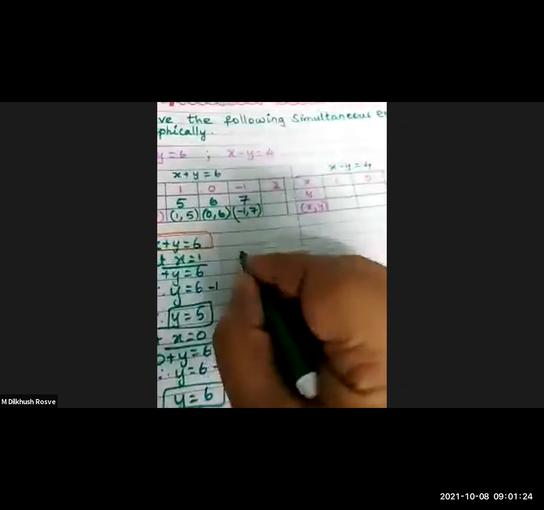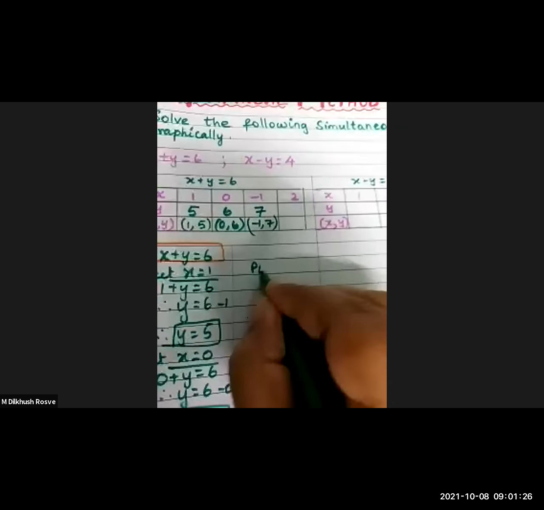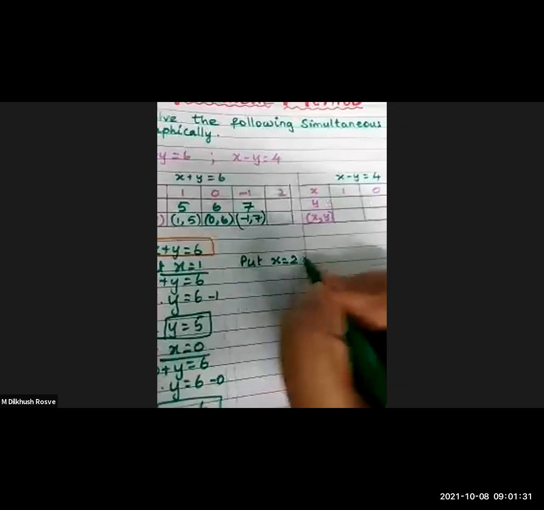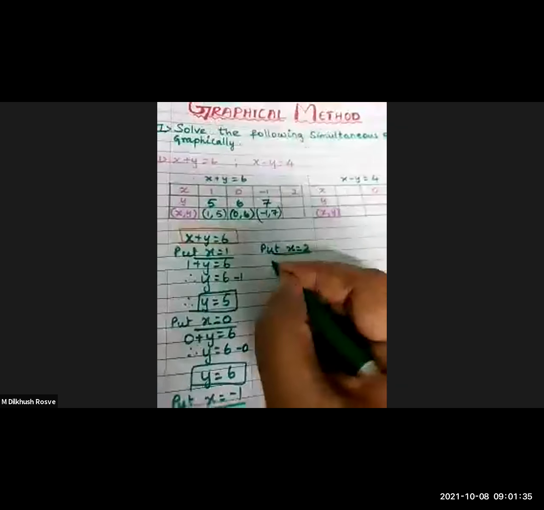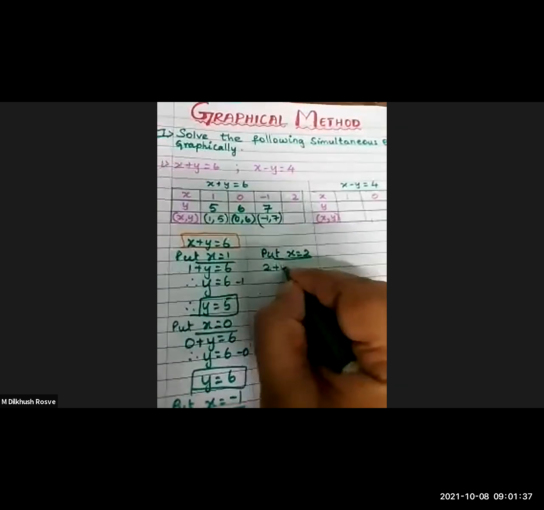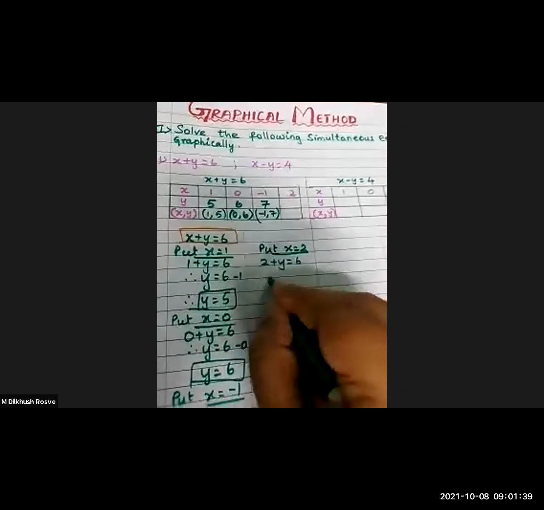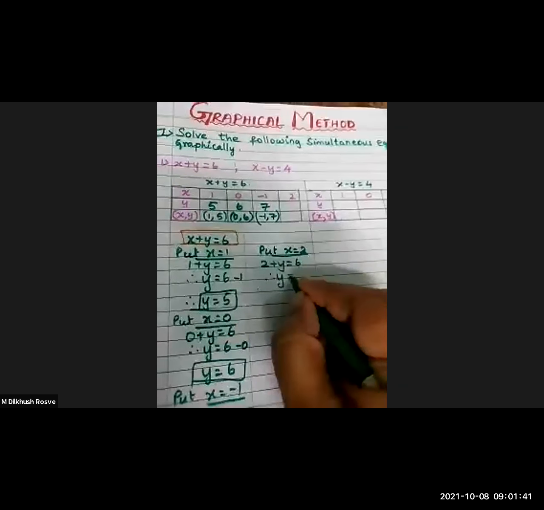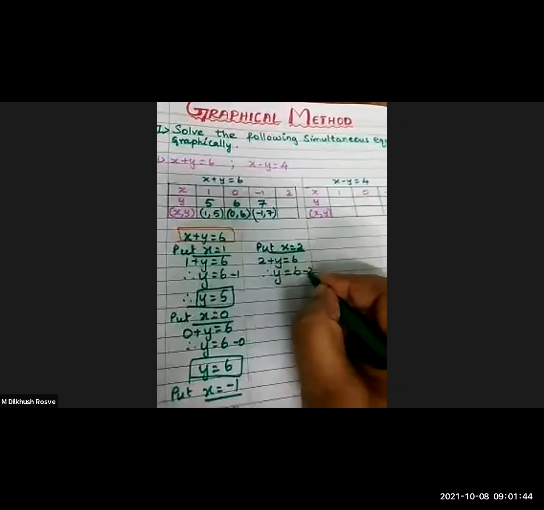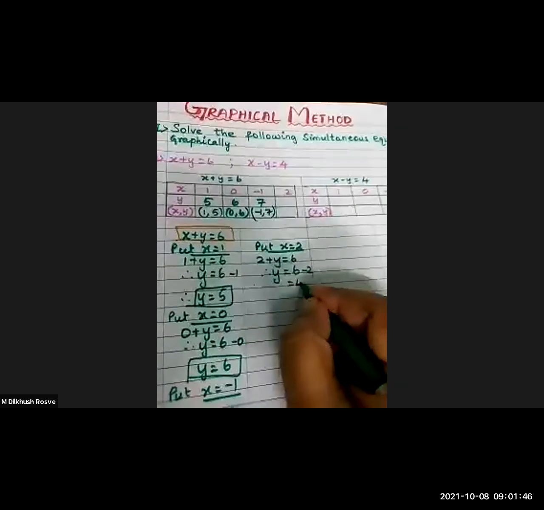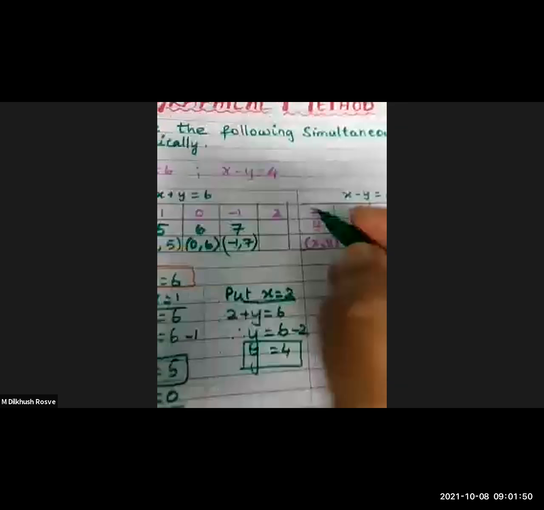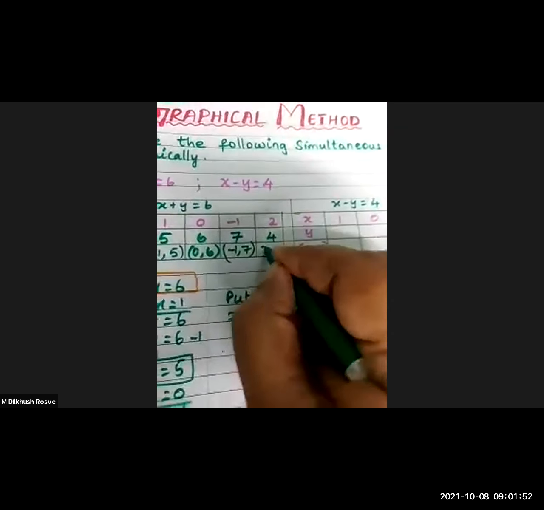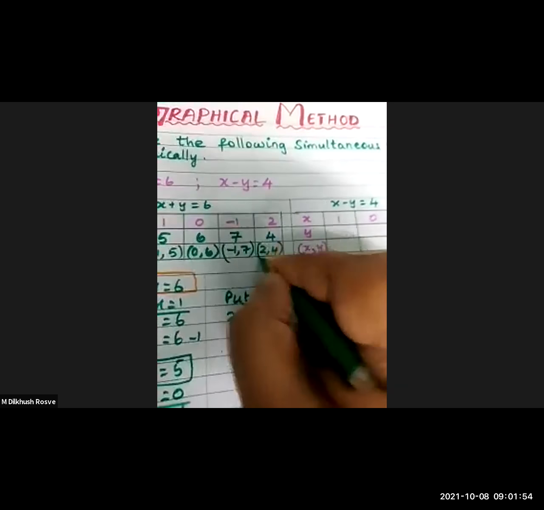See, put x equal to 2. So in place of x, you substitute 2. So 2 plus y equal to 6. Therefore, y equal to 6, this plus 2 comes this side, it becomes 4. So y equal to 4 you got. So can I write over here? See, 2 comma 4, you got the answer.